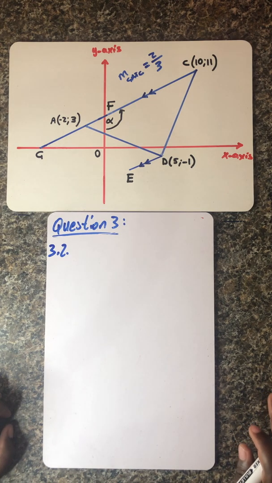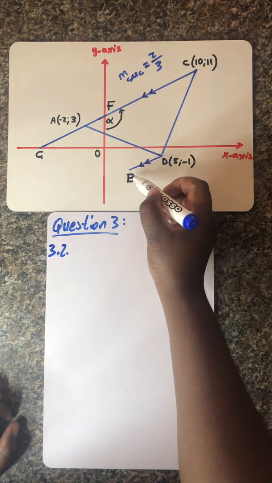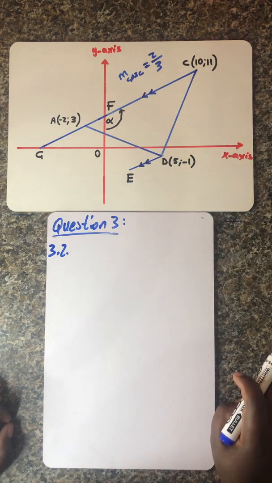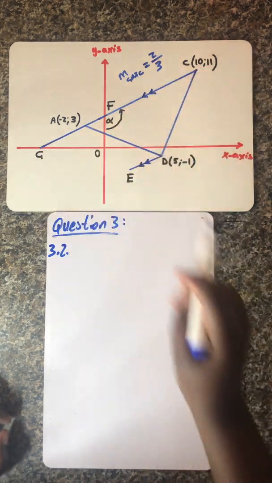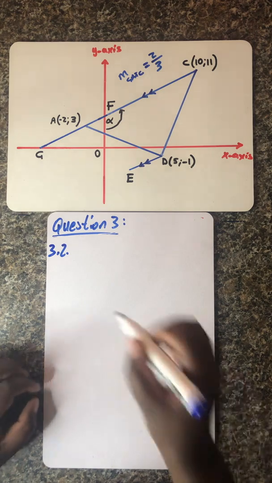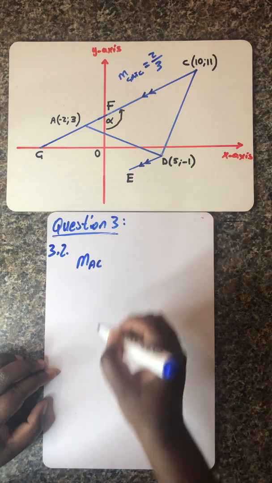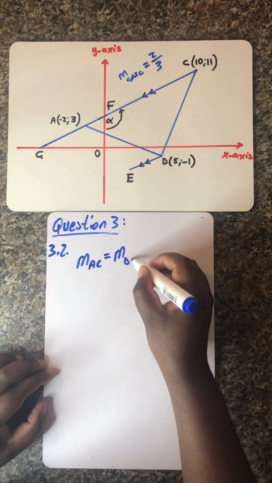So, ladies and gentlemen, remember when I started with this lesson, I asked you what you understand about the lines which are parallel to each other. Very, very much important. So now they want us to calculate the equation of DE in the form of y equals mx plus c. And remember, we just indicated that parallel lines have the same gradient. So what does it mean? It means the gradient of line AC is equal to the gradient of DE.